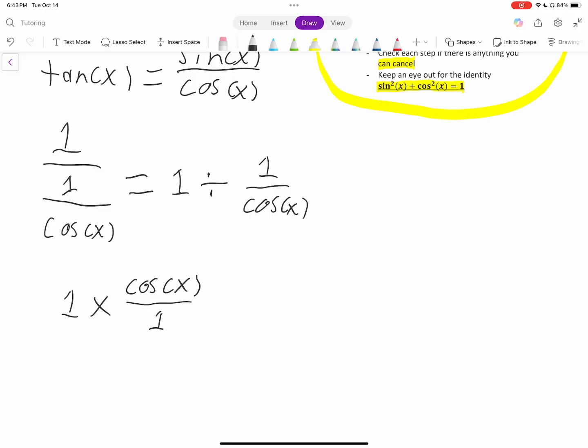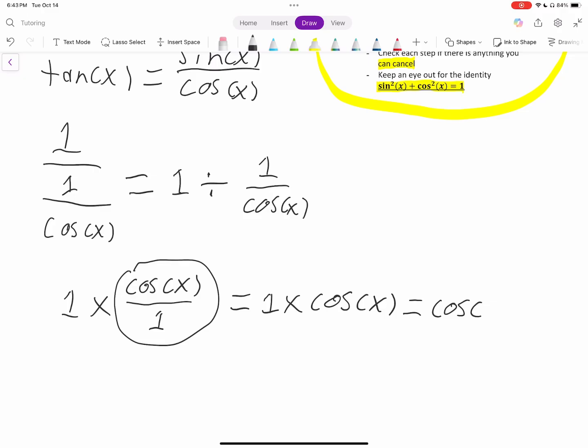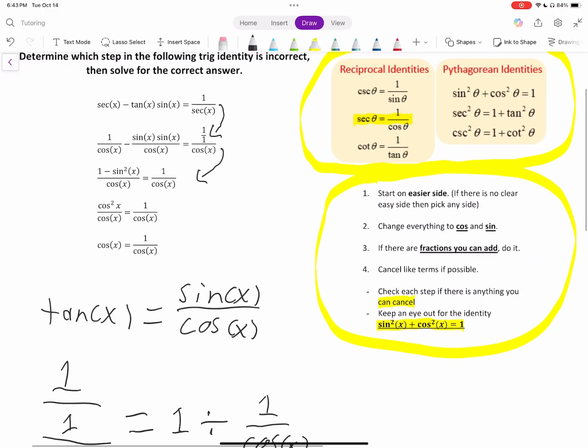Now, cos x over 1, anything divided by 1 is just itself. So that'll just become 1 times cos x, and 1 times anything is just itself. So this whole thing, 1 over 1 over cos x, is just equal to cos x. So if we go back up top here, we can see that they put this as 1 over cos x instead of just cos x. So we've identified where they've gone wrong. But now let's continue through on the left side and get to the final correct answer.